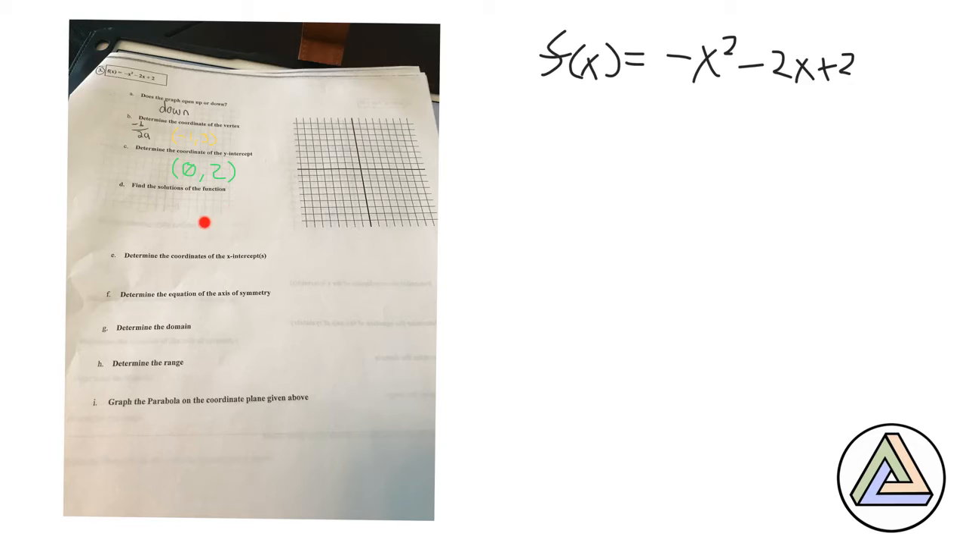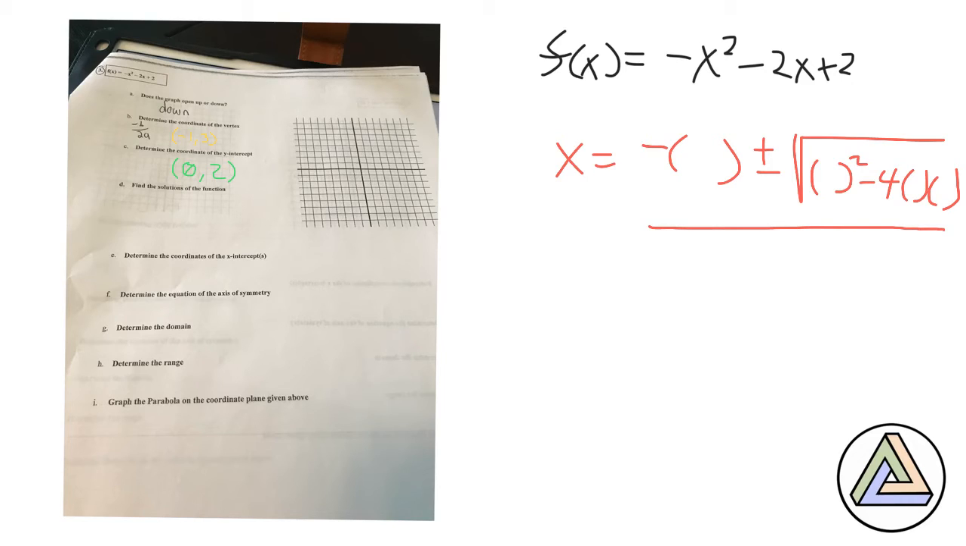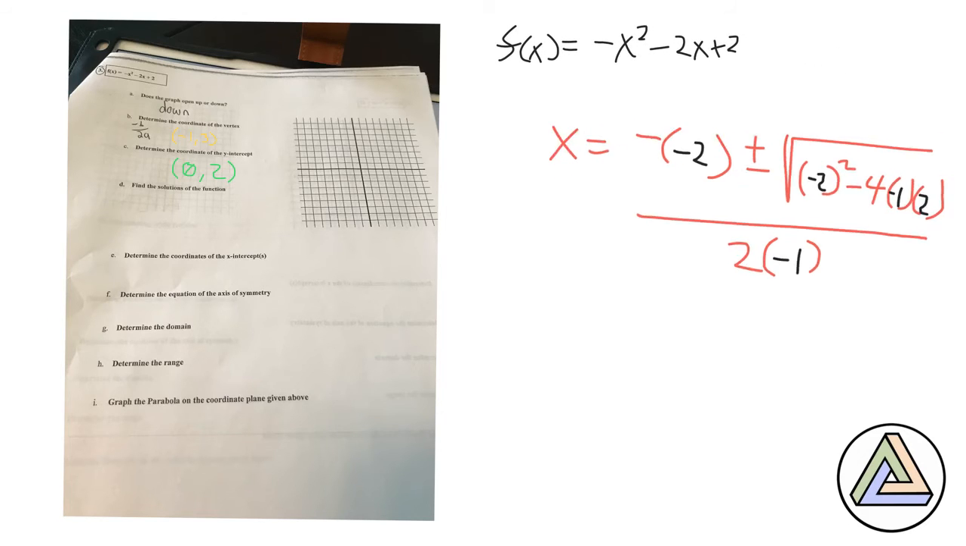Find the solutions of the function. Well, what do we do when we find the solutions of the function? We break out the quadratic formula, which will be x equals negative b plus minus the square root of b squared minus 4ac, all over 2a. Let's cut to the chase by drawing these empty parentheses and just filling in what belongs there. That's a negative 2. That's a negative 2. A is negative 1. C is 2. And A is negative 1 right there. All right, so we're going to do this calculation over here.